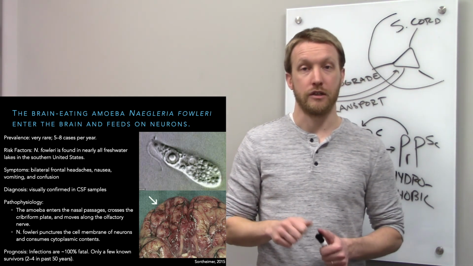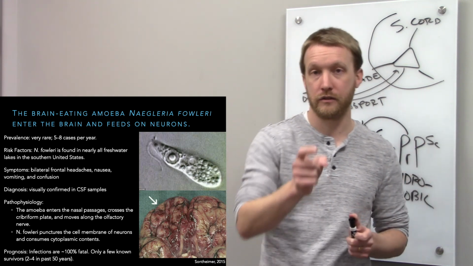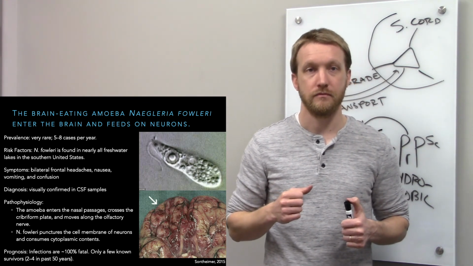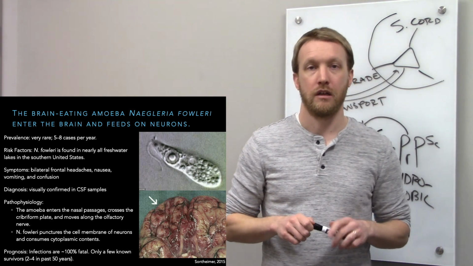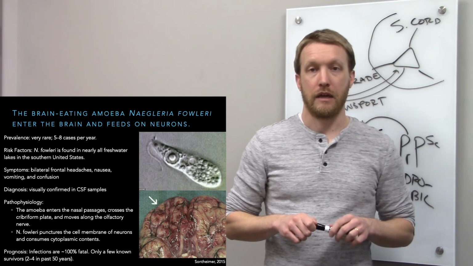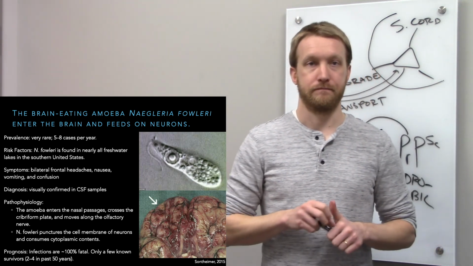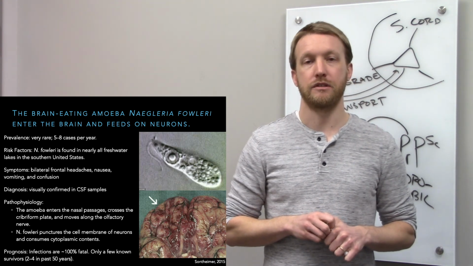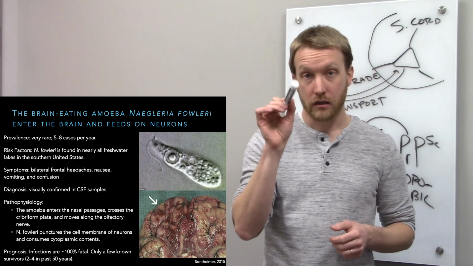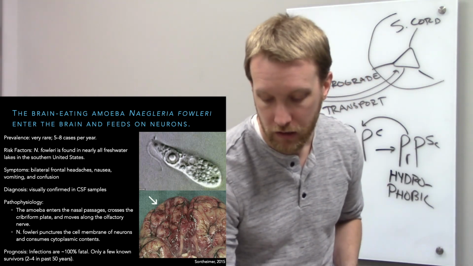And what it will do is crawl along, poking its flagellum into a nerve cell here and a nerve cell there, popping them open and eating the cytoplasm. Pretty nasty stuff. There's only a few survivors. Of course, they have some lifelong problems after surviving this, but most folks die. The diagnosis is confirmed by CSF samples and finding the amoeba floating around in there. So there's your gold standard there.